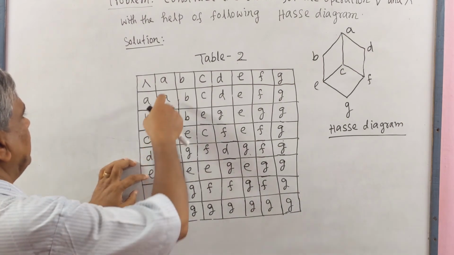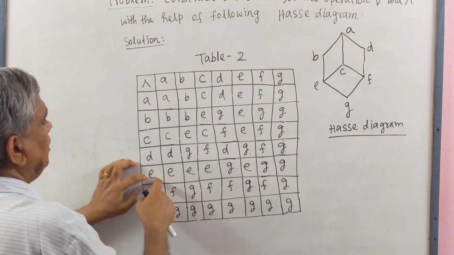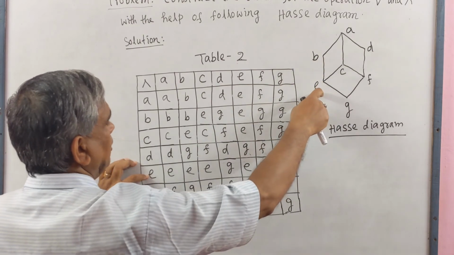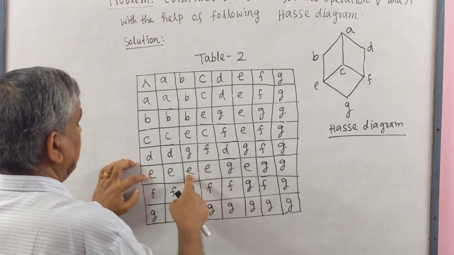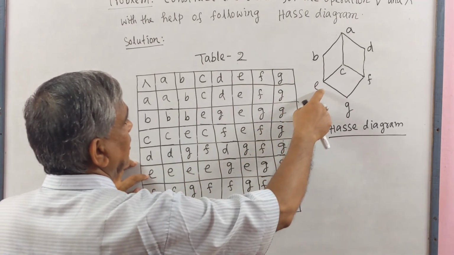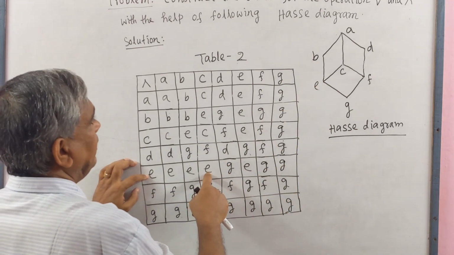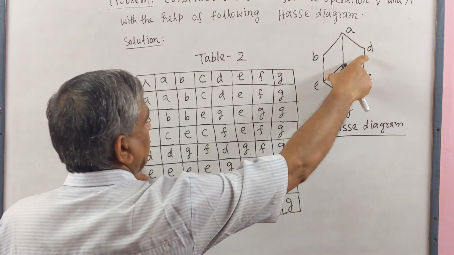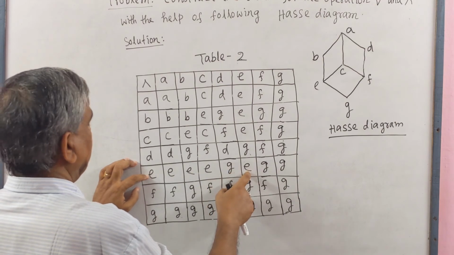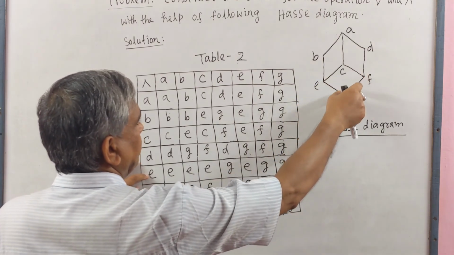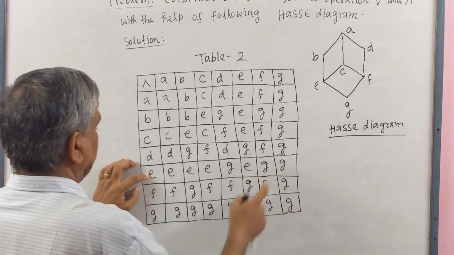Now E and A: A is the highest level, so it will be E. E and B: E is in the lower level, not lowest, so E. E and C: E is the lower level, so E. E and D: we will get G. E and E is E. E and F: we will get G. E and G is G.